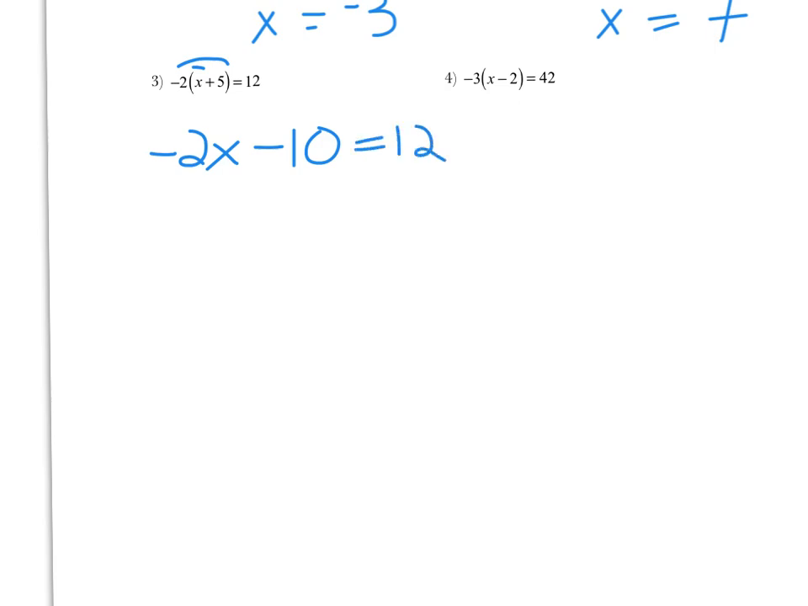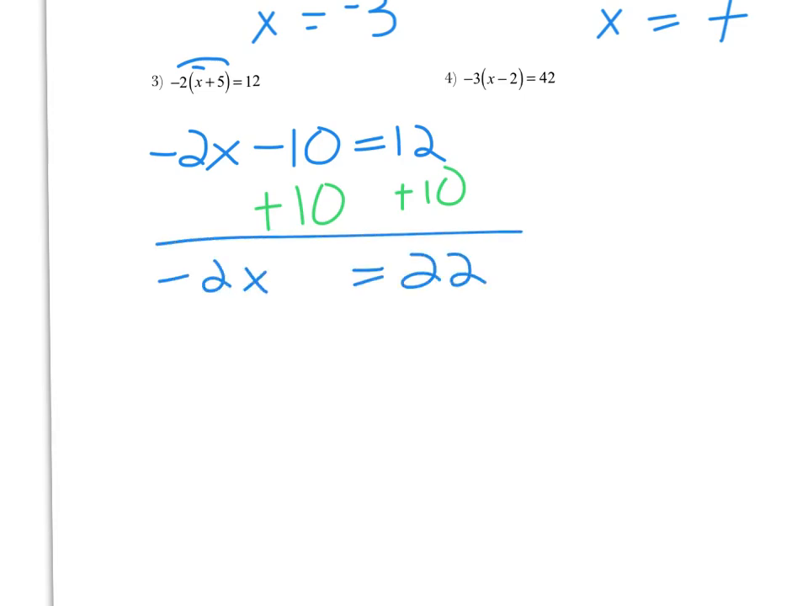And then from here on in, we're going to use our inverse operations. We're going to add 10 to both sides to get rid of that minus 10. And we're going to end up with negative 2x equals 22. And then again, we're going to divide both sides by a negative 2 to get x by itself. And we end up with x equals, and make sure you're careful with your minus signs, negative 11. 22 divided by negative 2 is a negative 11. Let's try number 4.